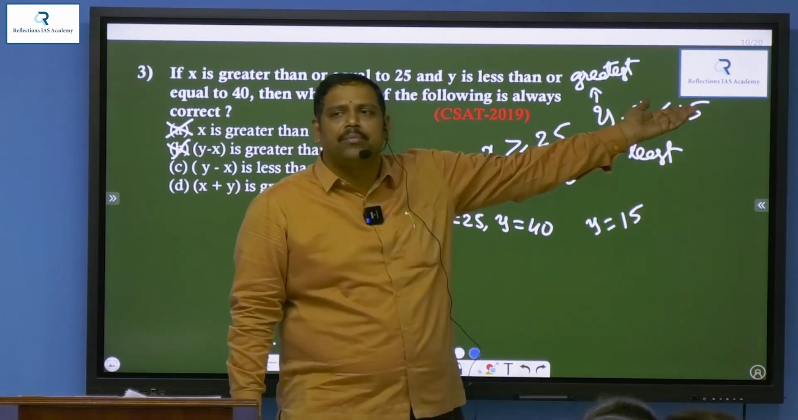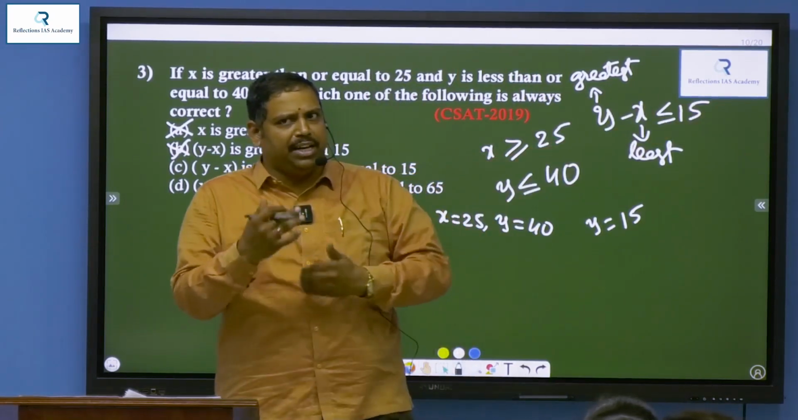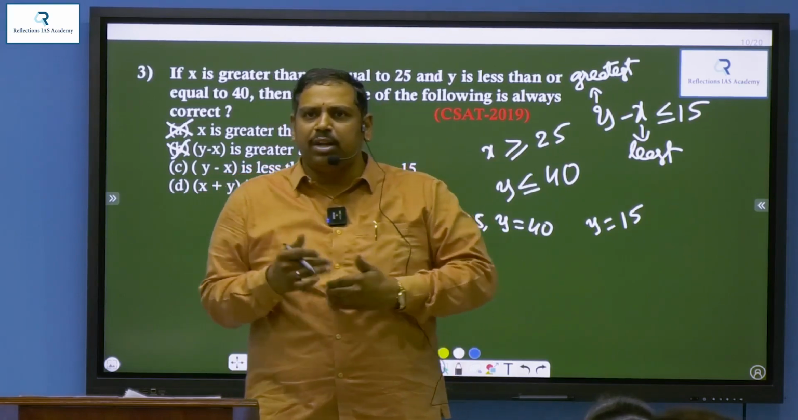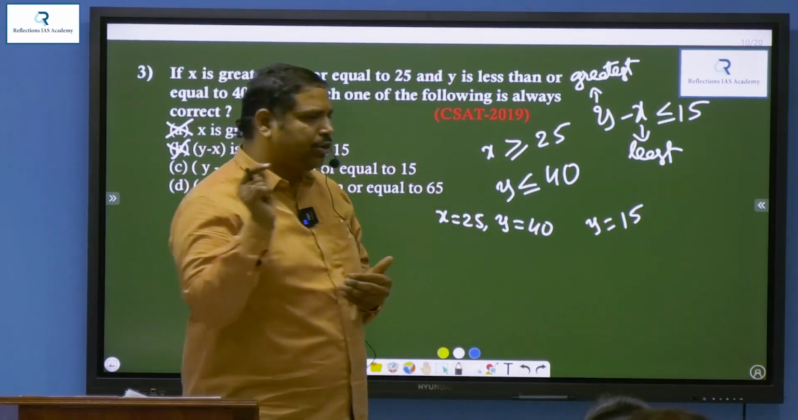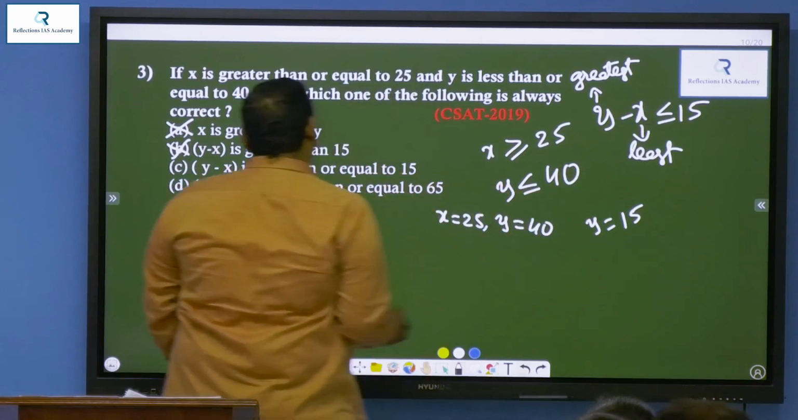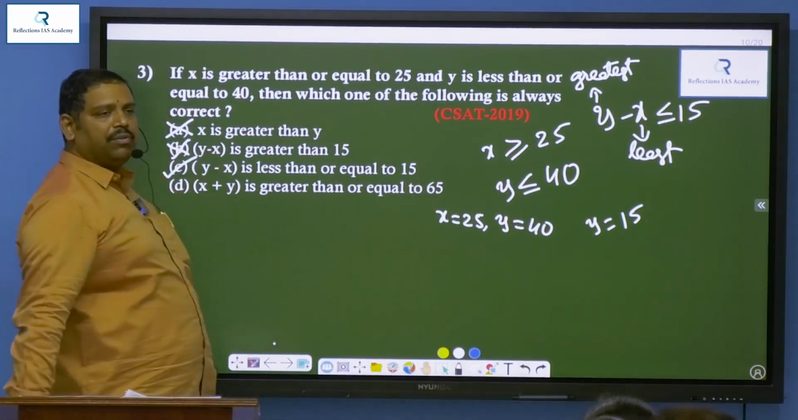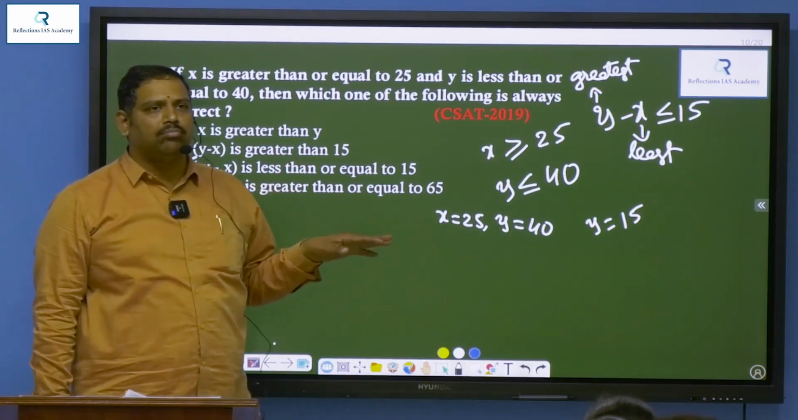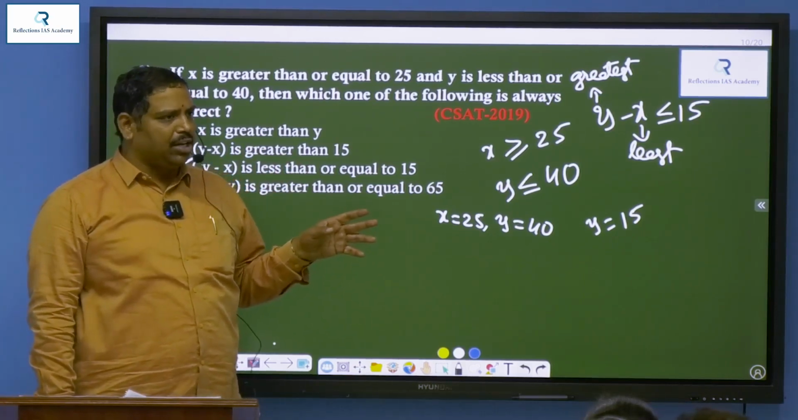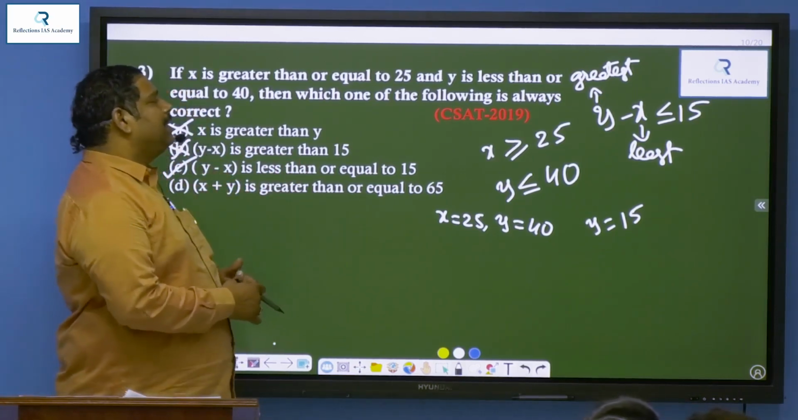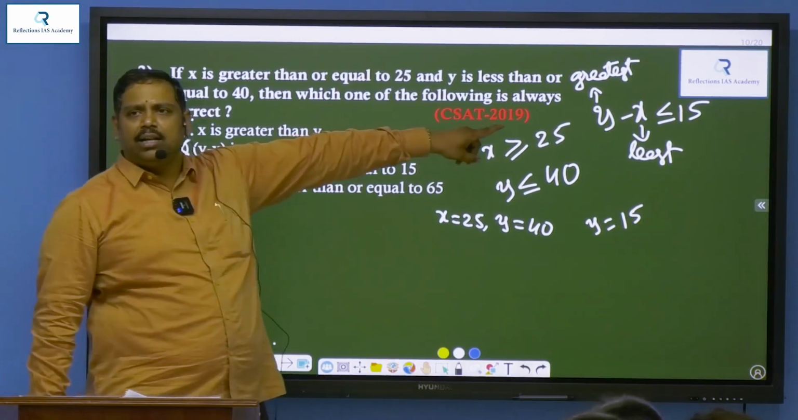Say it loudly. Do you understand my explanation or can I repeat it? Understood. So y minus x greatest value is how much? 15, means y minus x is either less than or equal to 15. So the third one is correct. Am I clear? Good. Suppose in the examination, if you get this idea, that's perfect.